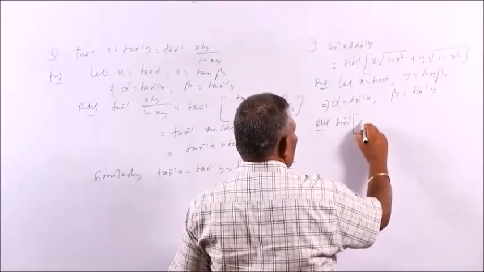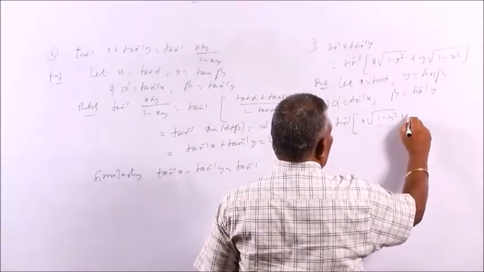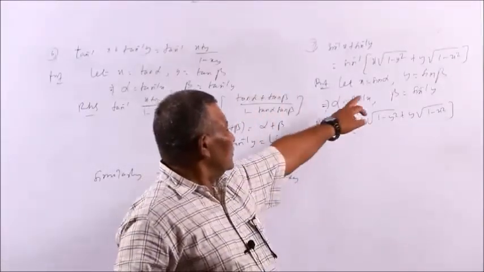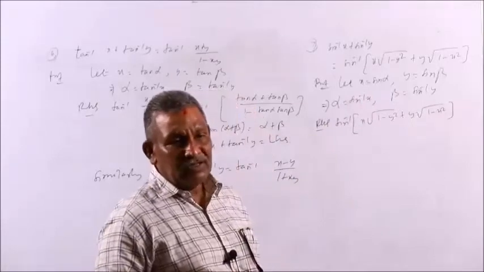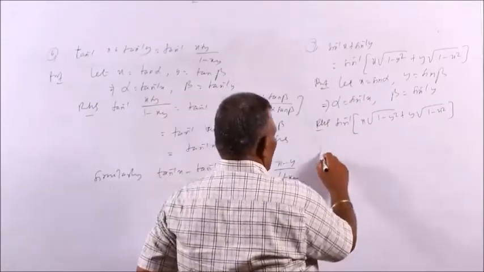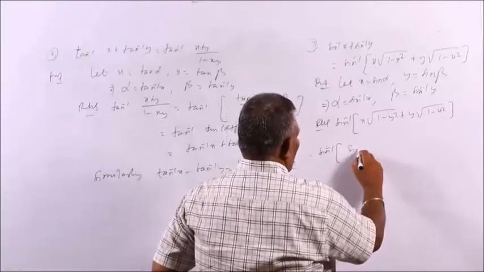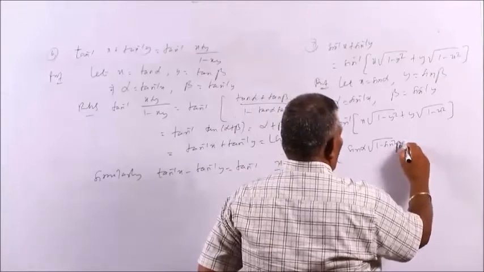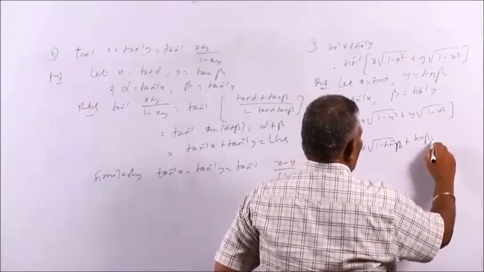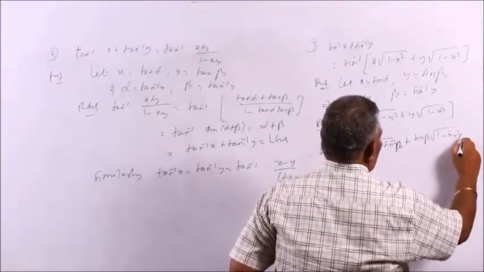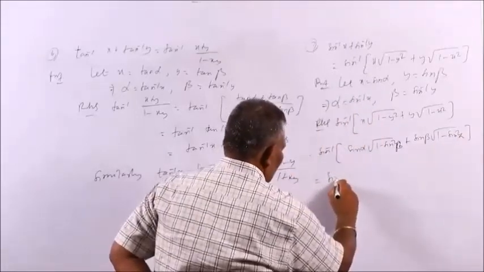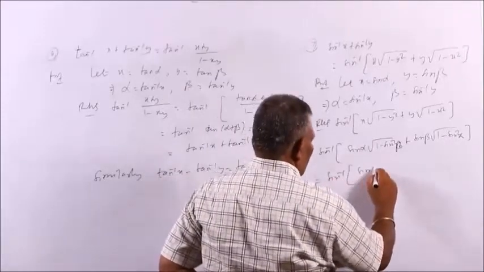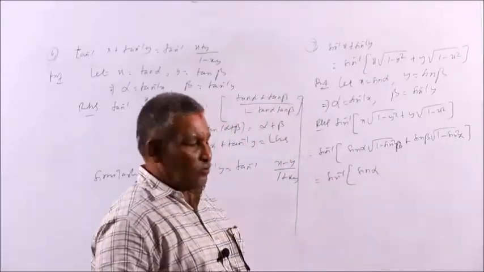Sin inverse of x into root over 1 minus y square plus y into root over 1 minus x square. In place of x you can put sin alpha, in place of y you can put sin beta, that is sin inverse of sin alpha into root over 1 minus sin square beta plus sin beta into root over 1 minus sin square alpha. You know the formula 1 minus sin square beta equals cos square beta.